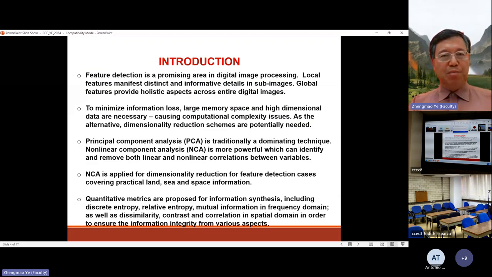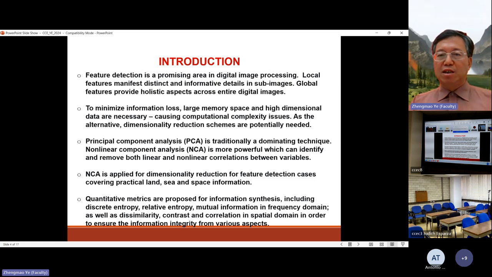This work is actually a simple work, a quick introduction. Feature detection itself is always a promising area in digital signal processing. There are two major types. One is local features, the other is global features. The local feature manifests the distinct and informative details in some image. Global features provide a holistic aspect across the entire digital image. Now, in order to minimize the information loss, large memory space and high dimensional data are necessary. It also causes computational complexity issues. As the alternative, dimensionality reduction schemes are always needed. So principal component analysis is traditionally a dominating technique.